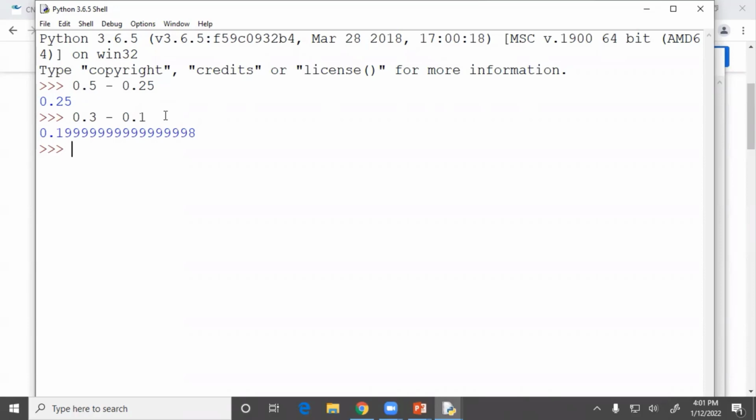Excellent, Hafsa. You said almost, yes? So it's almost 0.2, but it's not 0.2. That's really interesting. So it's super close to 0.2, but it's not 0.2. And why?